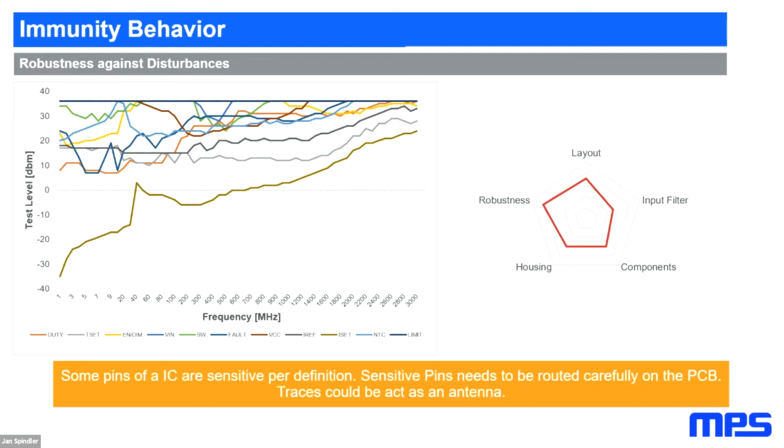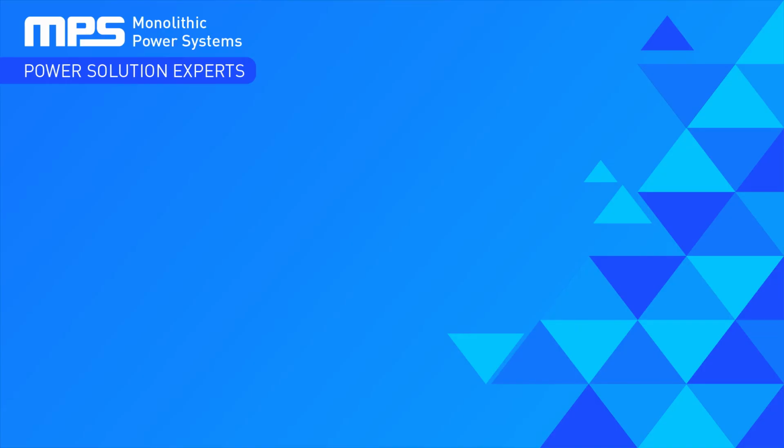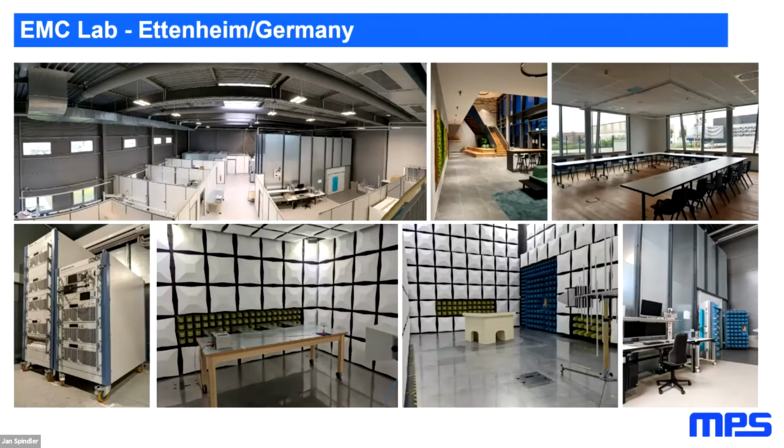But then your last slide, you showed your infrastructure in your EMC lab. You showed that you own a 6x25 chamber and also a 3-meter semi-anechoic one. Can you comment shortly, in just a few sentences, what the difference is between the chambers? Okay. The question was, what's the difference between the two chambers, for example, the 3-meter chamber and the automotive chamber?